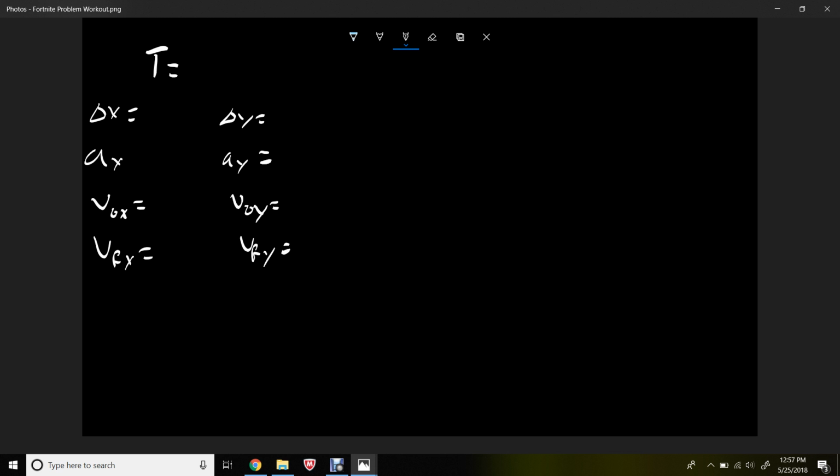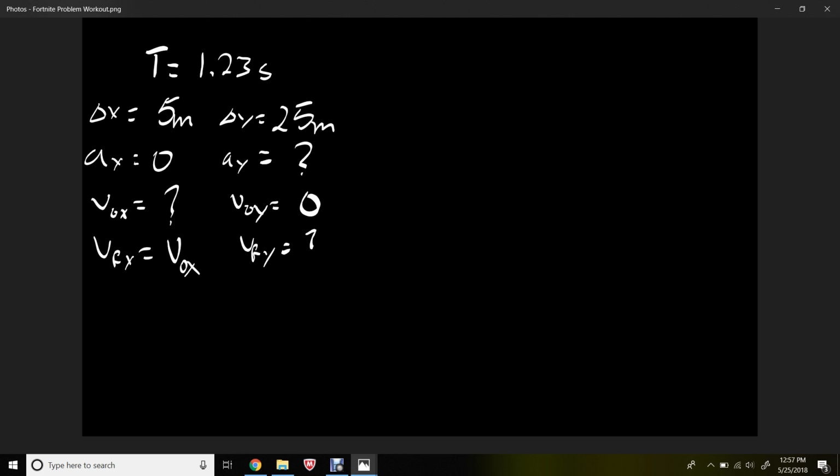We know that the time is 1.23 seconds. We know that the change in x is 5 meters. We know that the change in y is 25 meters. We know the acceleration in the x is 0. We don't know the acceleration in the y. We do not know the initial velocity in the x, but we know that the final velocity in the x is the initial velocity in the x. And we know that the initial velocity in the y is 0. We do not know the final velocity in the y.